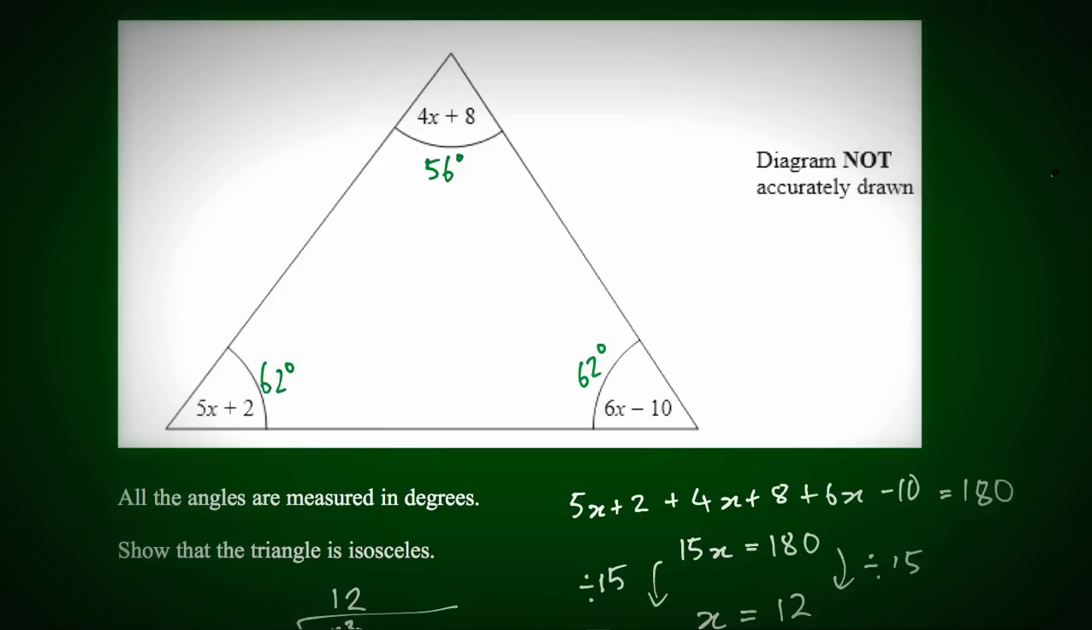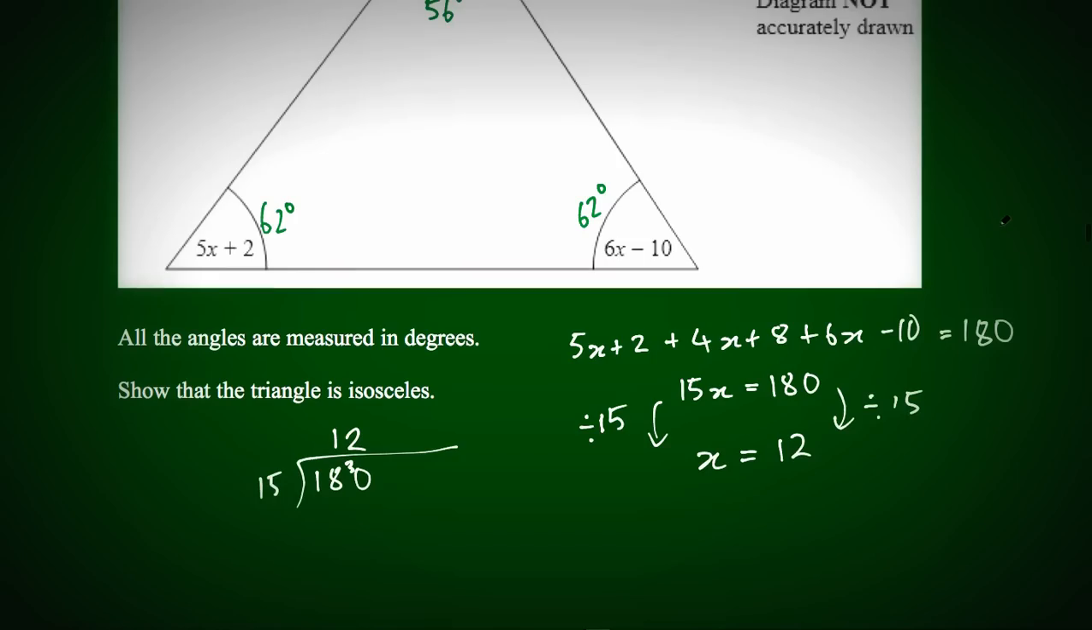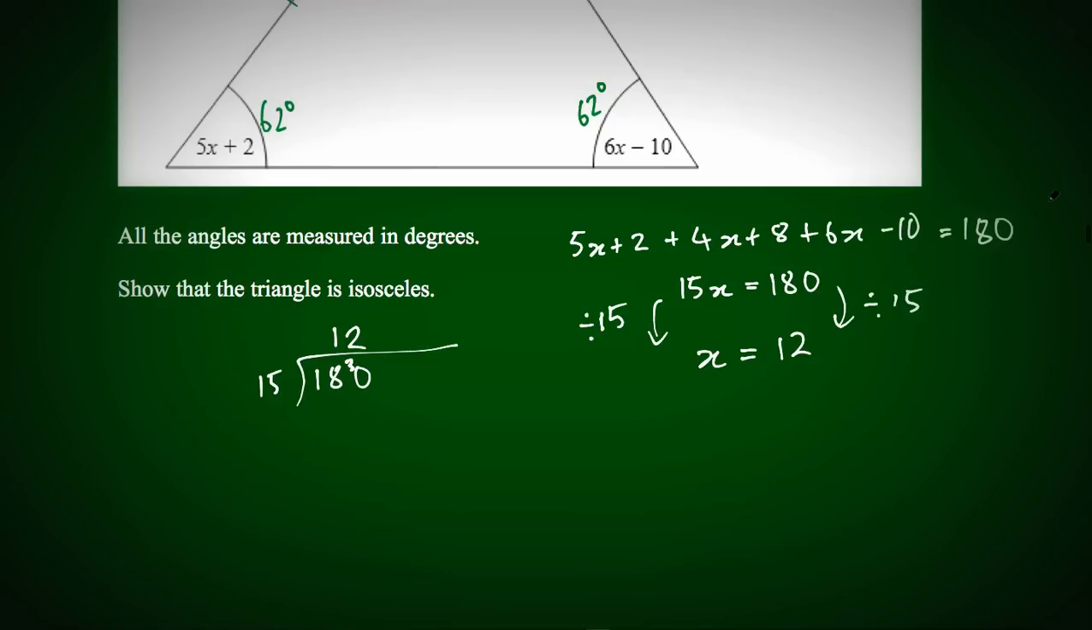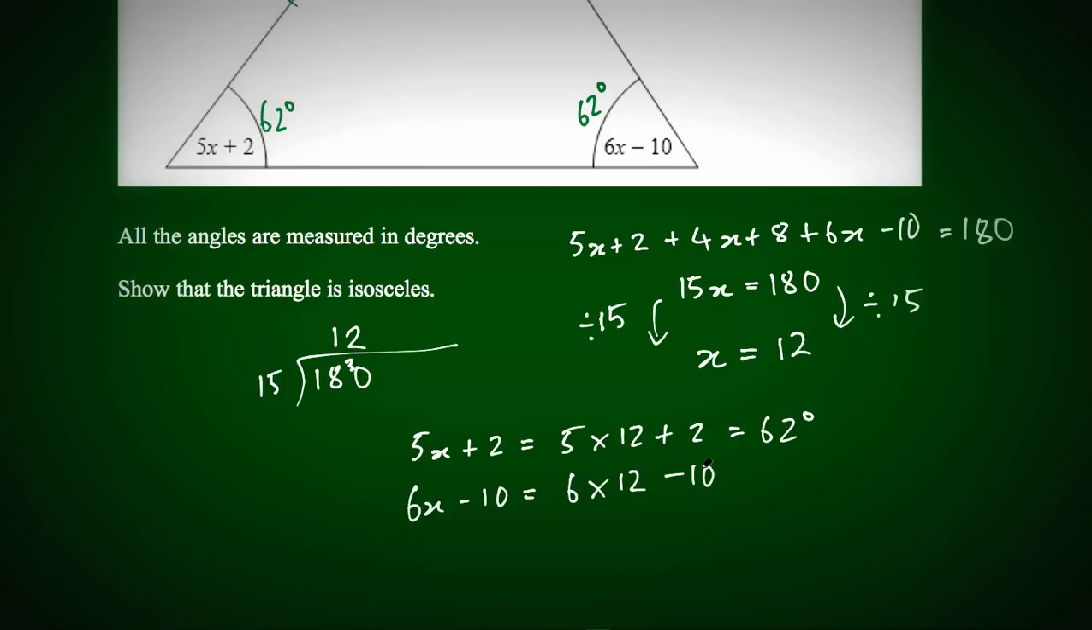Because this is a show that question, I should show my working for each of those calculations. I found that these two are the same, and therefore it must be isosceles. So to show my working for that, I'm going to say 5x plus 2 equals 5 times 12 plus 2 equals 62 degrees. And 6x minus 10 equals 6 times 12 minus 10 equals 62 degrees.